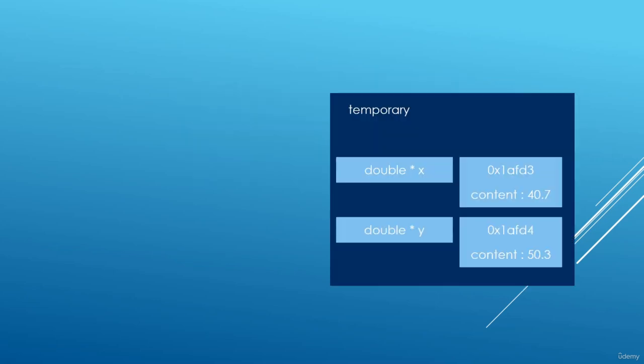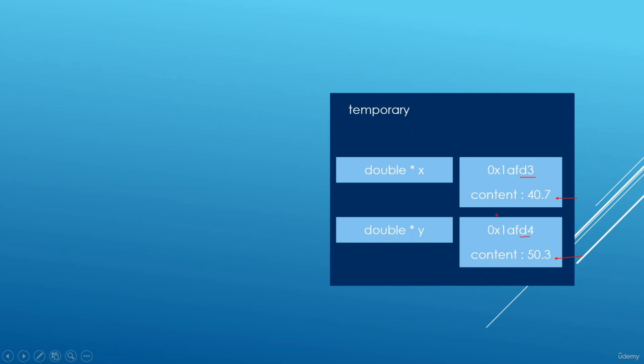Okay, so let's try and really illustrate this better. We're going to have a temporary object built somewhere in memory, and it's going to be a full point. It's going to have a pointer to x and a pointer to y, and these are going to be double pointers. The pointer to x is going to have some address, which is ending in D3 here. The pointer to y is going to have another address, which is ending in D4 here. And we're going to have content stored at these memory locations. So this is our temporary.